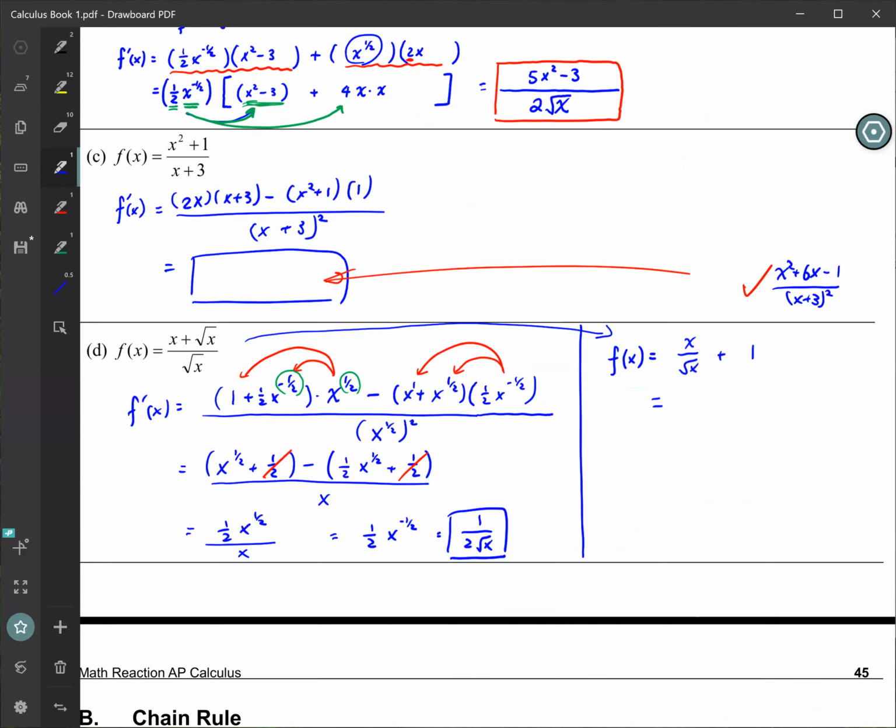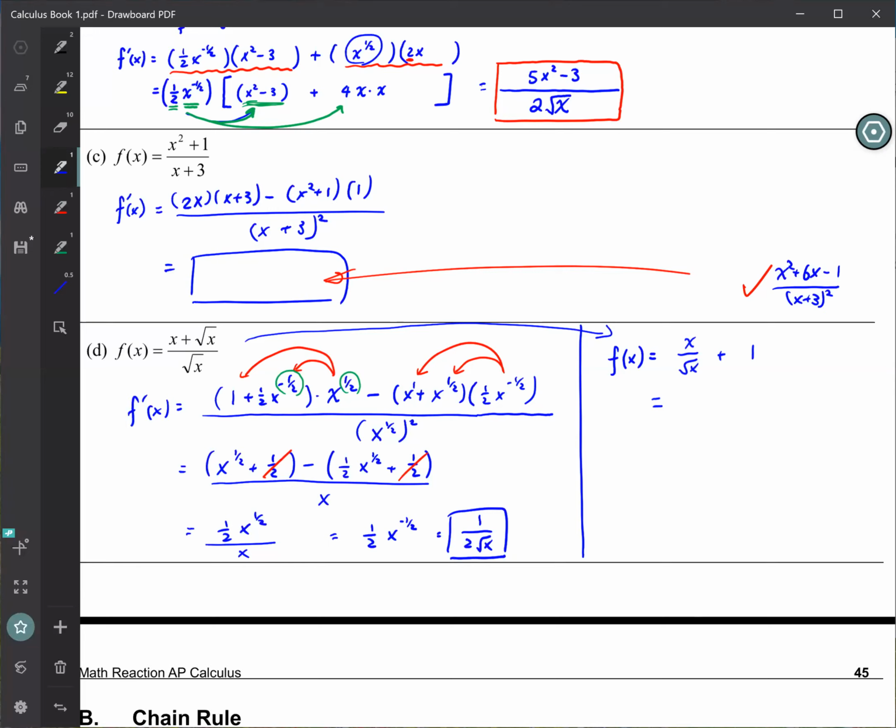What does x divided by root x simplify to? Can we simplify that? Emily, how can we simplify x over root x? X over root x. Can you help us simplify that? You can put it into exponents and then subtract them. Yep, so what would you end up with?